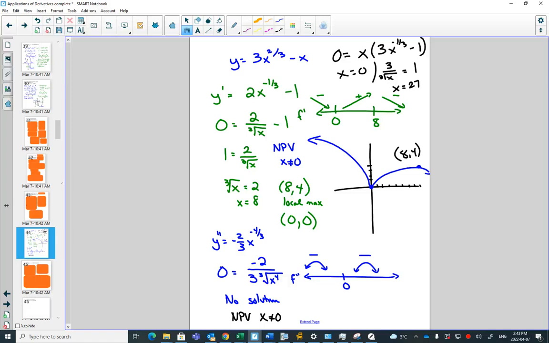This is the little 3. Yeah. That's a cube root because it's negative 1/3, so the x would be to 1/3 on the bottom, and a 1/3 exponent is a cube root.